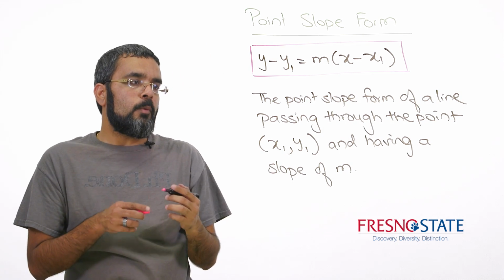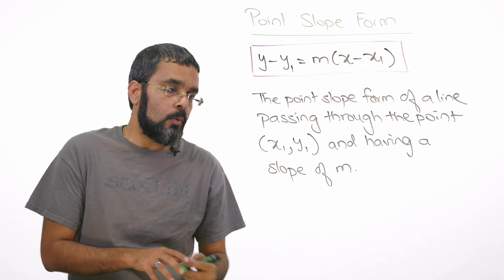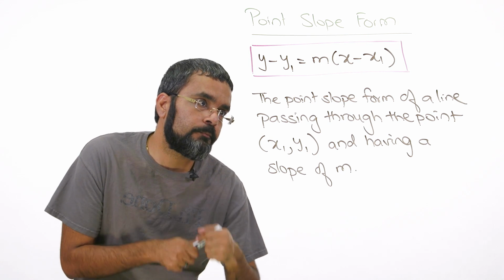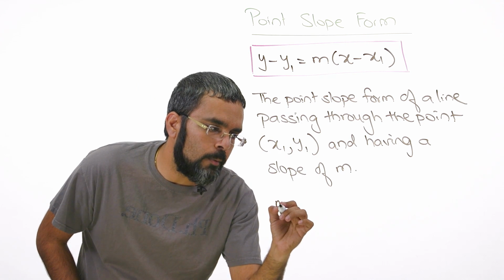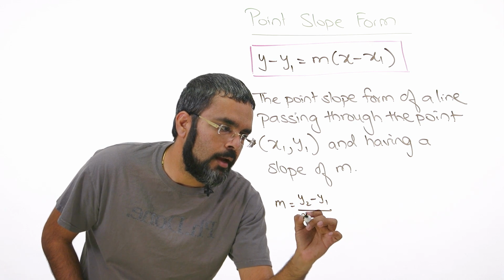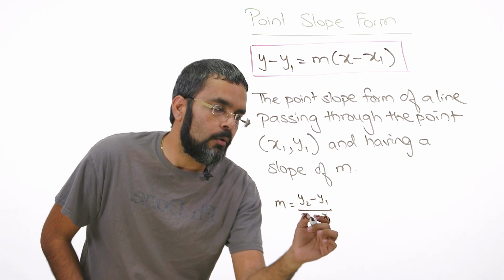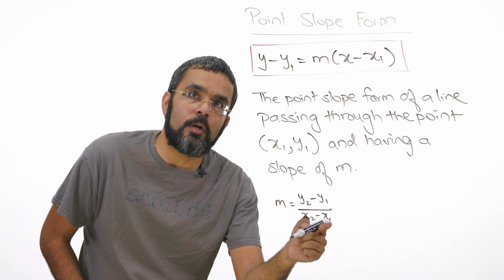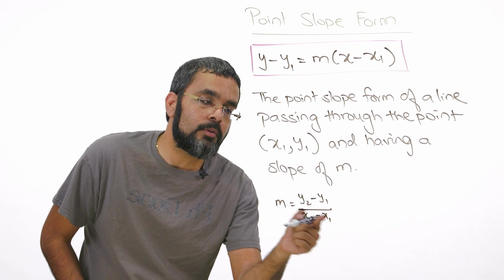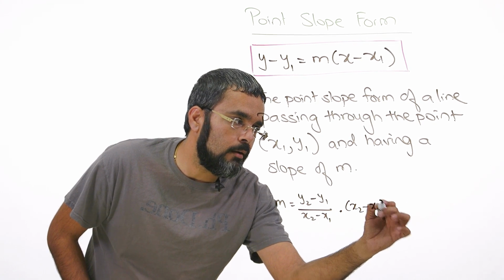Now, if you think about it, where did we get this equation form, right? So quickly we can see that we know that slope m equals y2 minus y1 over x2 minus x1. All right, and since I know that x1 and x2 are not the same, I can multiply both sides by x2 minus x1.